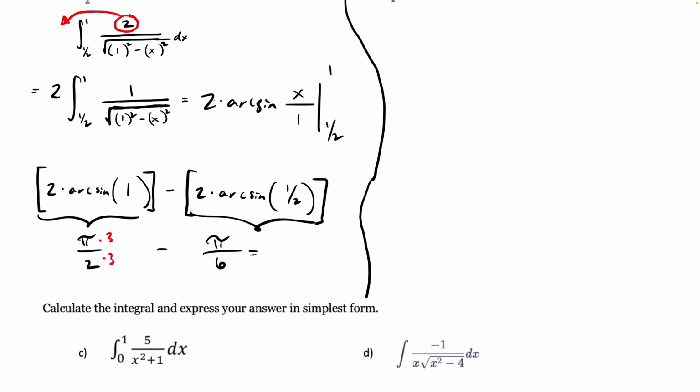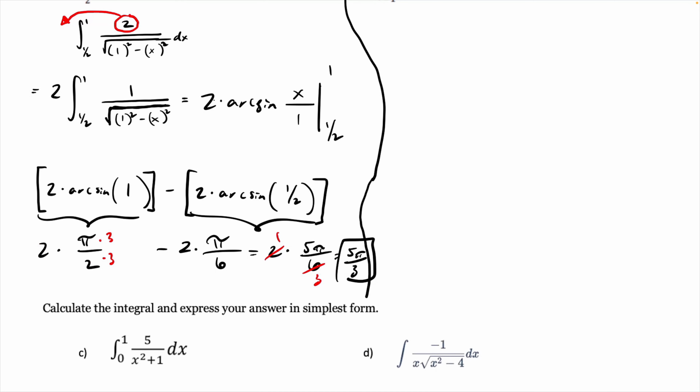Oh, sorry, the arc, yeah, sorry. So there should be a 2 in front here, right? So we're going to get 3 pi over 6 minus pi over 6, which is 5 pi over 6. Times 2, you're going to get 5 pi over 3.